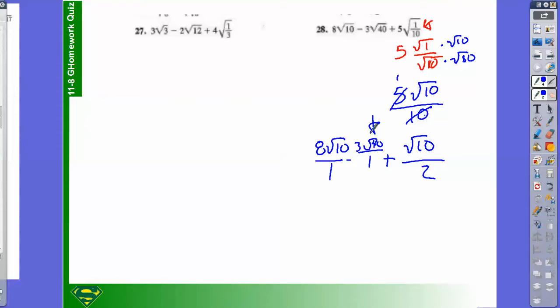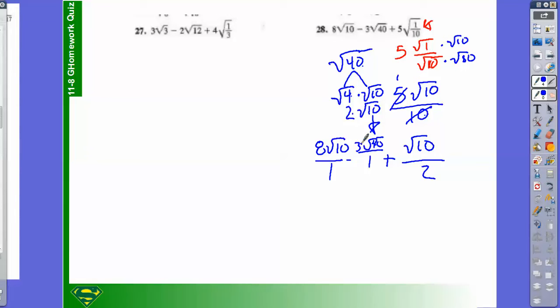So the 40, we can get into the simplest radical form. So what goes into the square root of 40 that is a perfect square? Well, square root of 4 goes into 40, and 4 is a perfect square. So the square root of 40 can be written as the square root of 4 times the square root of 10. And the square root of 4 is just 2, so we have 2 times the square root of 10.